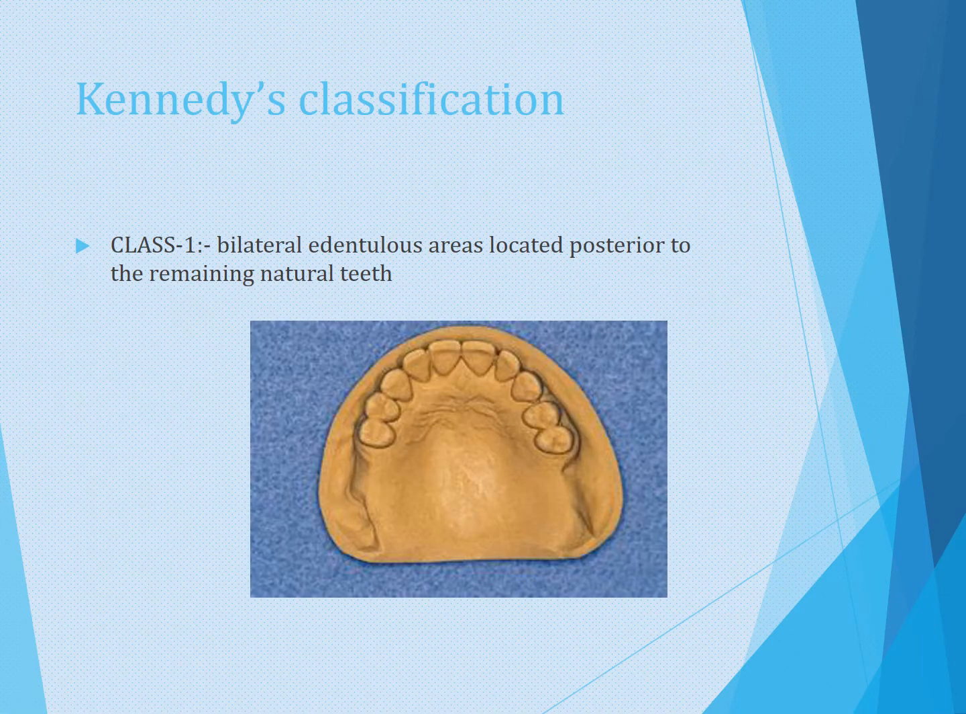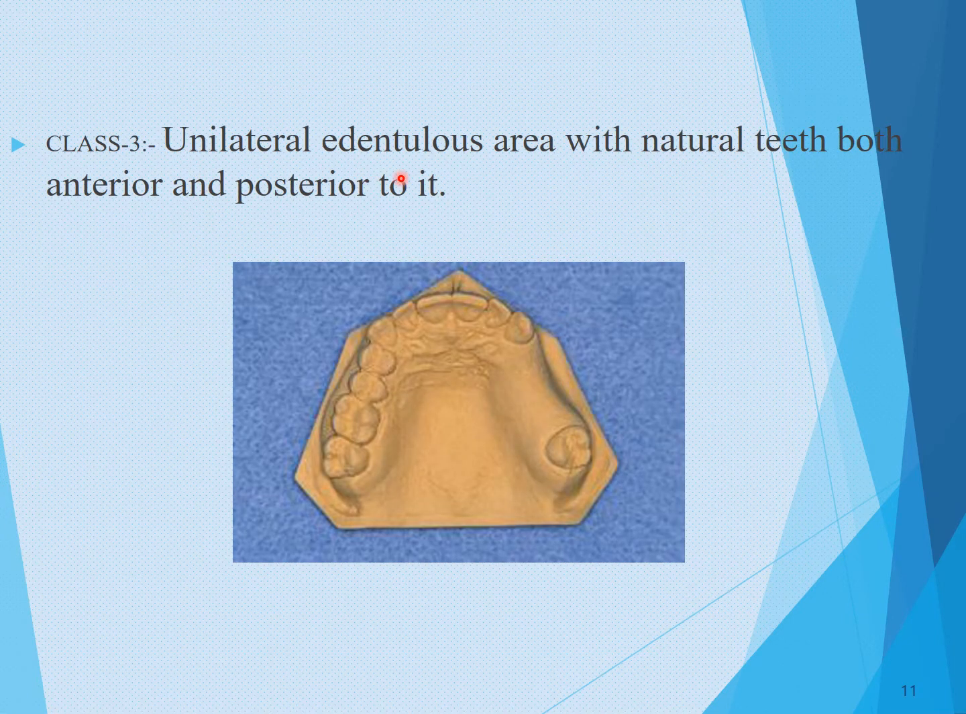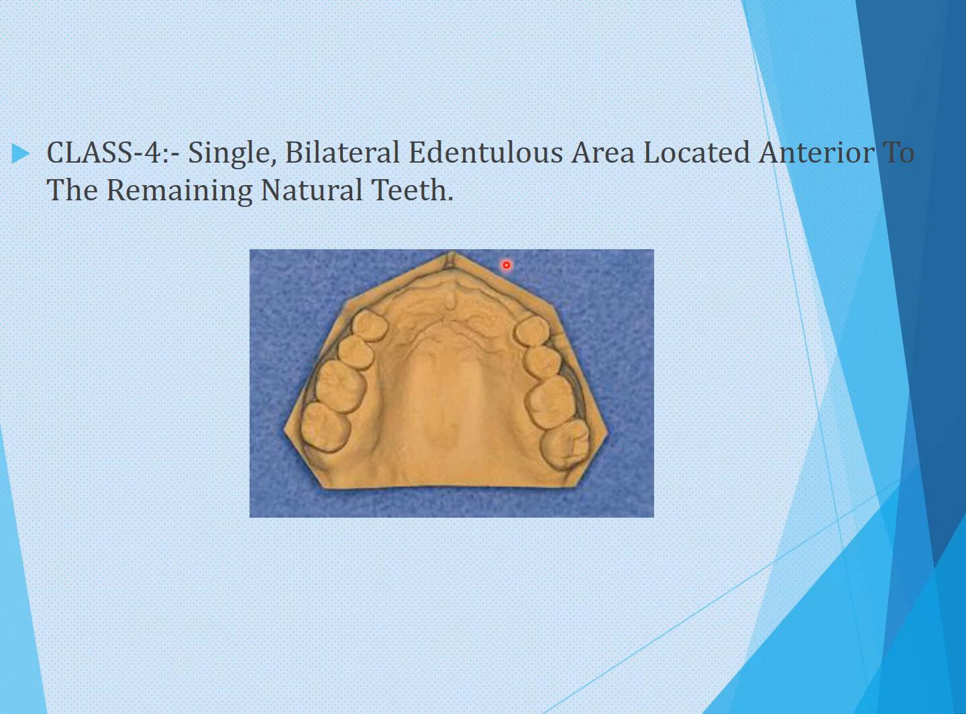Okay, so coming to Kennedy's classification, which we basically use always. It's a universal classification to identify the edentulous spaces. So bilateral posterior edentulous spaces, next to the remaining anteriors and a few posteriors, is class 1. A unilateral edentulous area located posterior to the remaining natural teeth is known as class 2. Class 3 is a unilateral edentulous area with natural teeth on both sides, anterior and posterior. That's class 3. Class 4 is a bilateral edentulous area located anterior to the remaining natural teeth. Okay, so this is an anterior location.